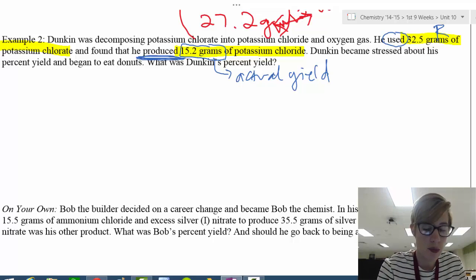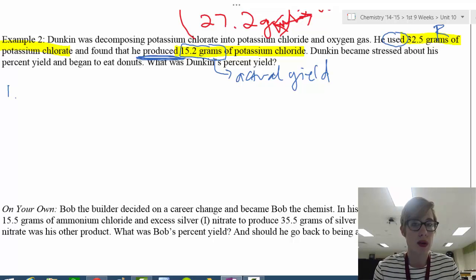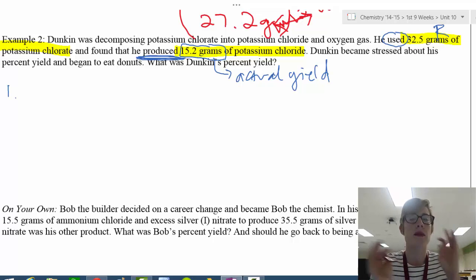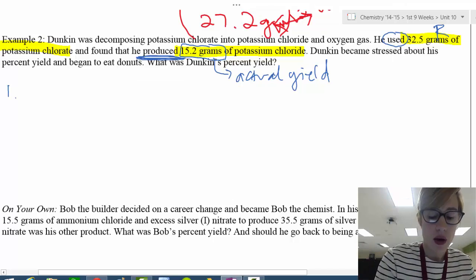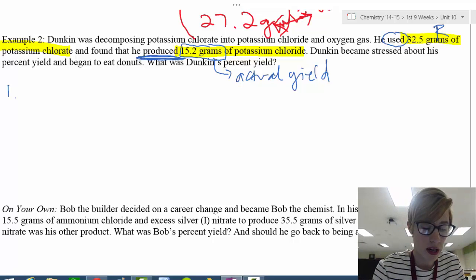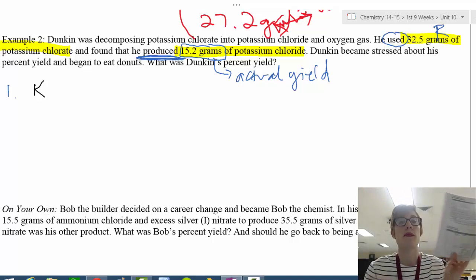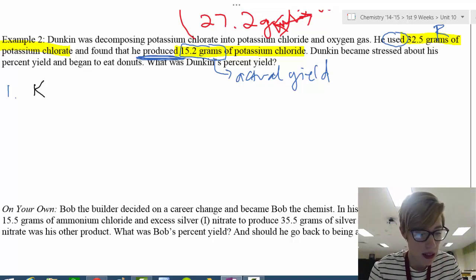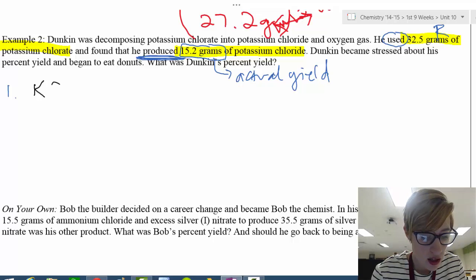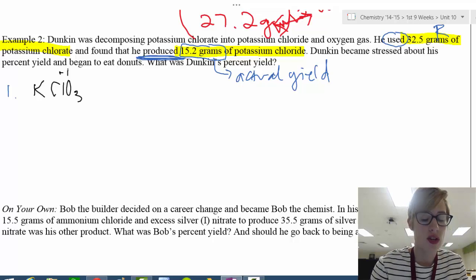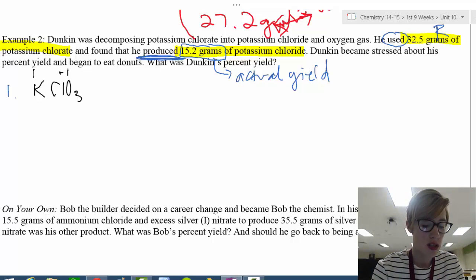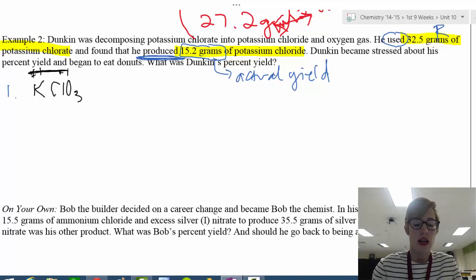Okay, the first step was to write the equation. So that's my first step. I'm going to reread the question and I'm going to find my reactants. I'm going to find my products. I'm going to write them out. Okay, we're decomposing potassium chlorate. Potassium is K. Chlorate, I have to look on this because remember it ends in ate, which means it's a polyatomic. So chlorate is ClO3. I look on the polyatomic chart and chlorate's charge is -1. Potassium's charge is +1. So see how they even each other out? I don't have to put any numbers at the bottom.